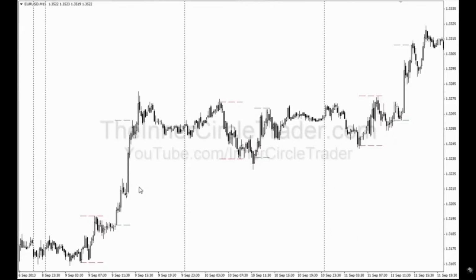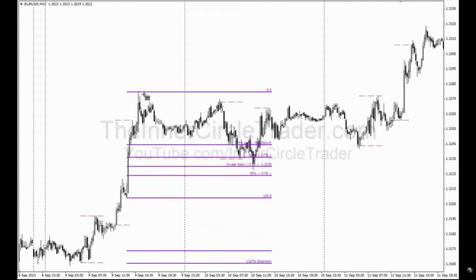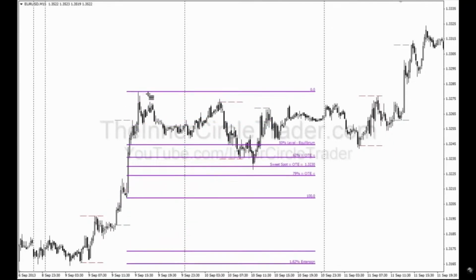This is a low in here, and we're going to highlight an opportunity that could have presented itself to you as a trader from that low to the high. I'm going to move over here. You can see how price moved down into the optimal trade entry area, which is between the 62 and 79 percent retracement levels. It went right down to the sweet spot, which is essentially the 70.5 Fibonacci level.